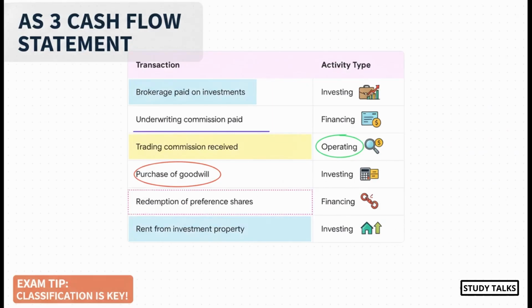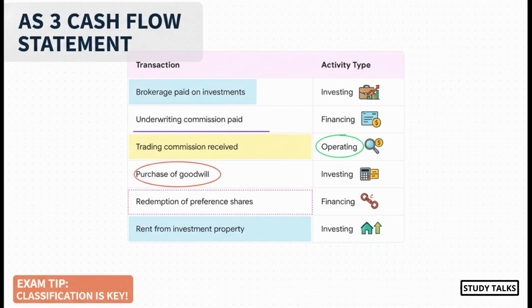Okay, you think you've got it? Time for a quick test. Let's look at this table. It's straight from an ICAI scenario. Brokerage paid on the purchase of investments. What do you think? Well, it's part of the cost of acquiring that investment, so boom, investing activity. What about underwriting commission paid? That's a cost of raising money, right? So financing. Trading commission received? If you're a brokerage firm, that's your bread and butter, so operating.